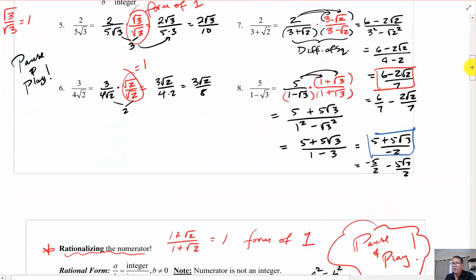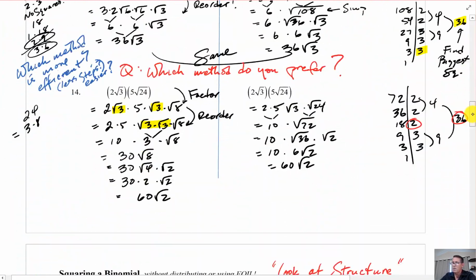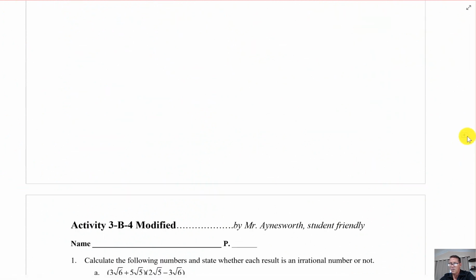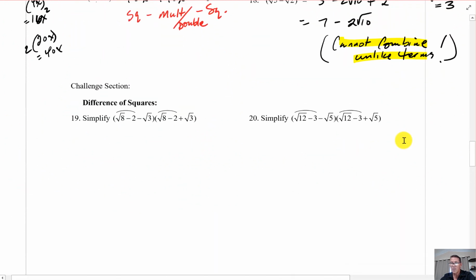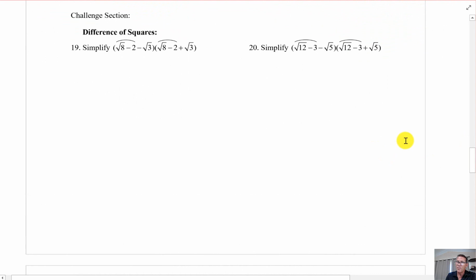So you got to look for structure. My computer's getting a little slow. So let's look for structure here. So root 8 minus 2 is here. Root 8 minus 2 is here. That's kind of like your a. And then your b, you see that right here. B is root 3. So we have a minus b times a plus b. So this is a difference of squares.